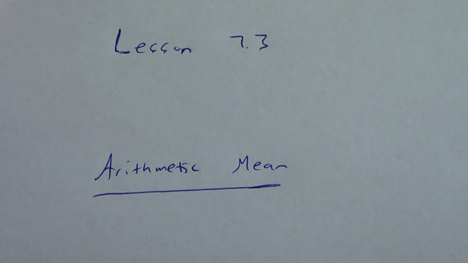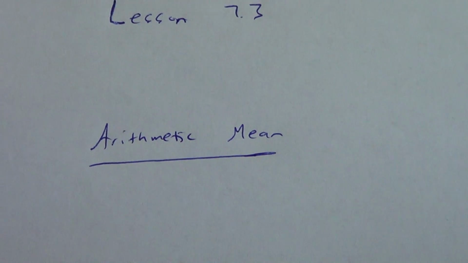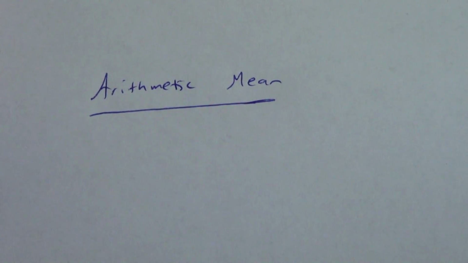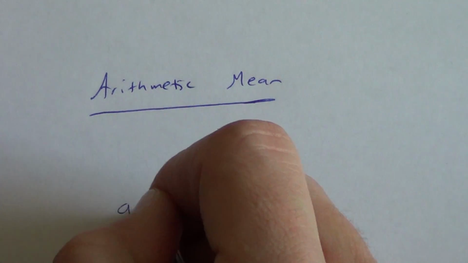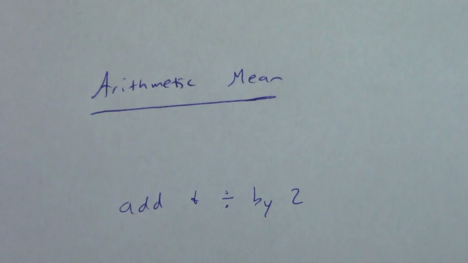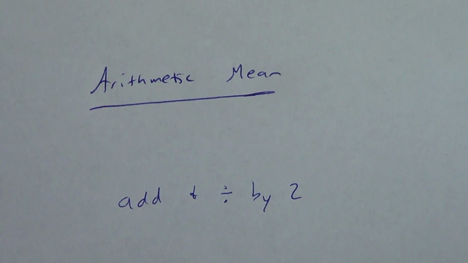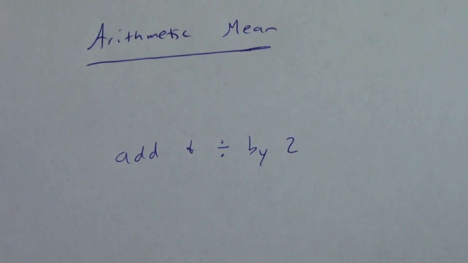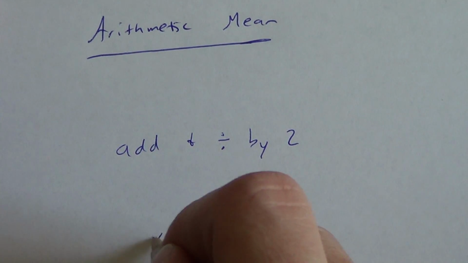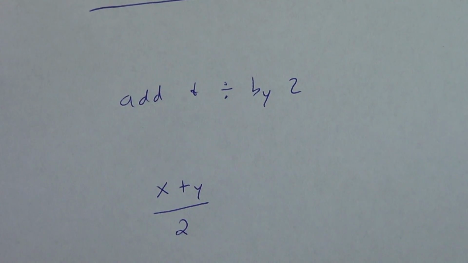But we're going to focus on this concept of arithmetic mean. So basically, arithmetic mean, we're only going to do this for two numbers. Basically means you add, and then you divide by 2. Okay? Just add the two numbers together and divide by 2. Basically find the average of the numbers. If we want to put that in kind of symbolic notation, x plus y over 2.